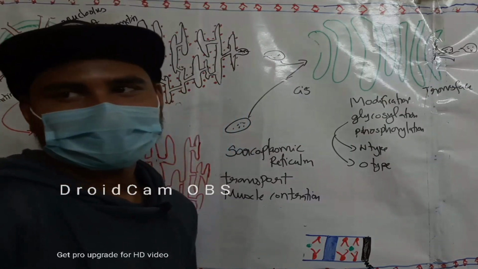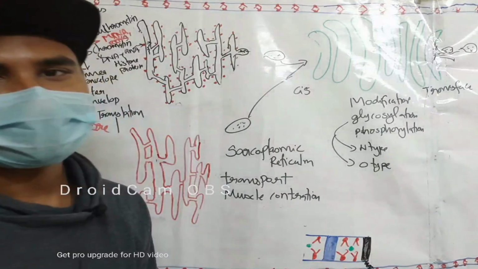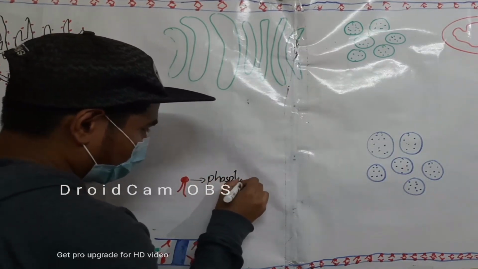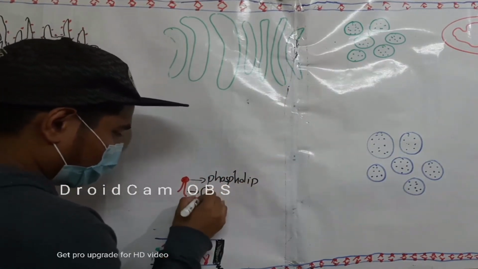The next structure we are going to see is the cell membrane. The cell membrane consists of the phospholipid bilayer, and it also contains fatty acids.